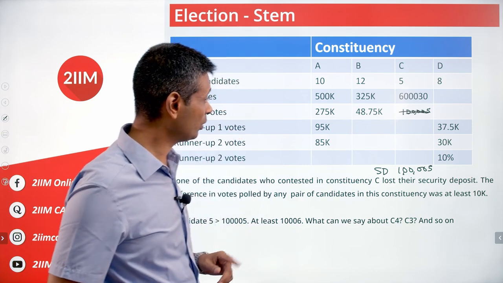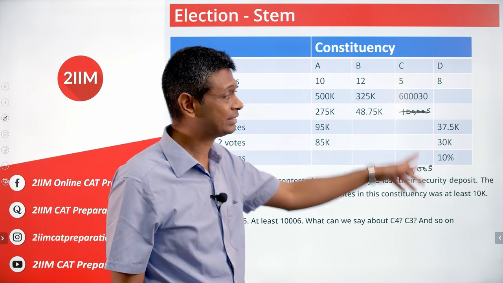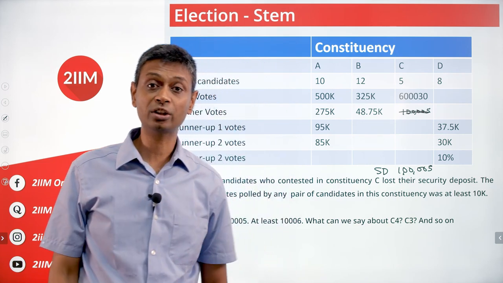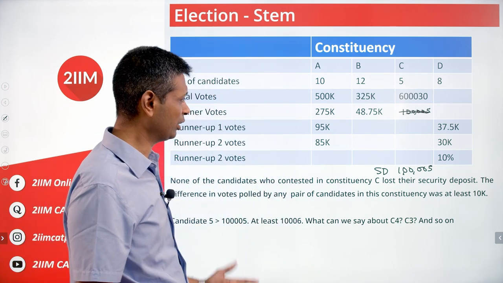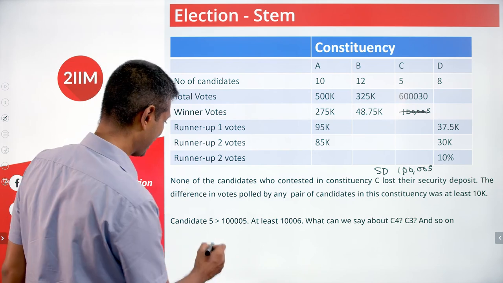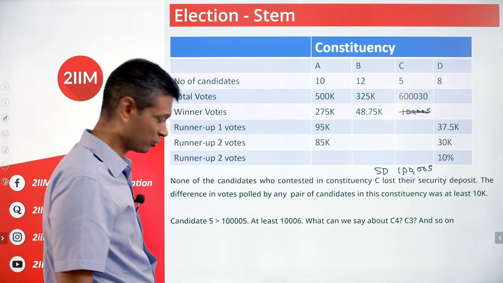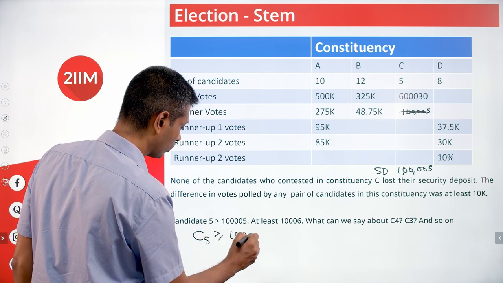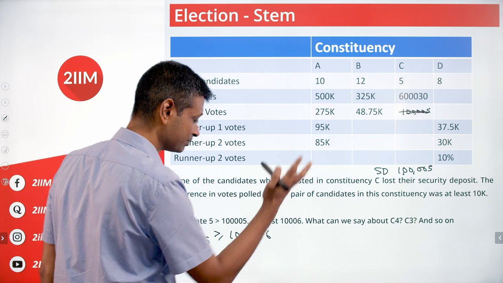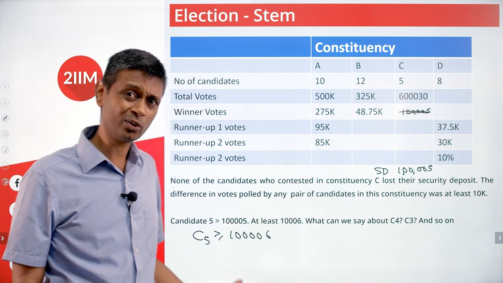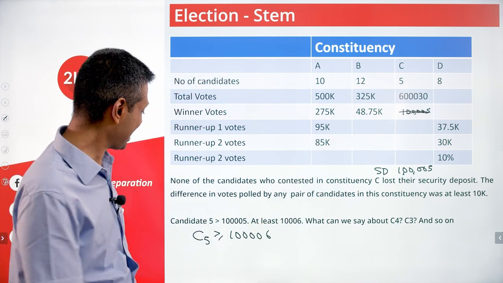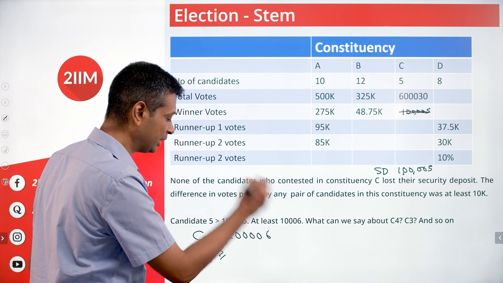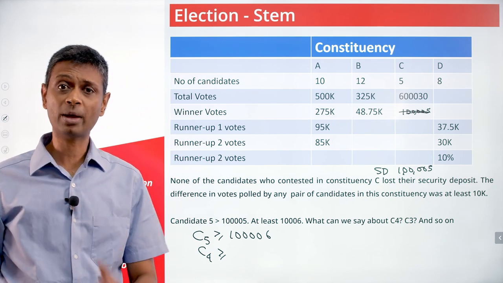That's not the only thing. So we also know that among the 5 candidates, the gap between any two of them is at least 10,000. It's brilliant. So the least one, candidate 5, has got more than 1,05,000, or candidate 5 got greater than or equal to 1,06,000. And so I'm going to write it down like this. Why? Because candidate 4 is greater than or equal to 1,06,000 plus 10,000. At least 10,000 gap should be there.